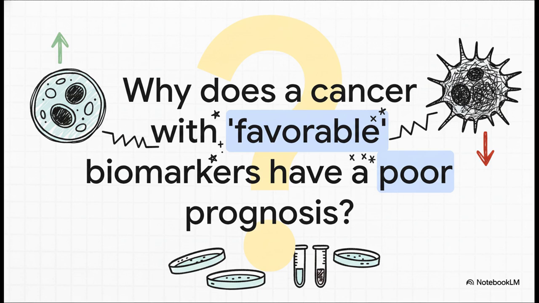So, right at the heart of all this is a major clinical paradox. You've got a cancer that, when you look at its standard markers, looks like it should have a pretty good prognosis. But the long-term data tells a completely different and much darker story. This mismatch really challenges how we diagnose and treat this disease, and it's exactly what this research digs into.